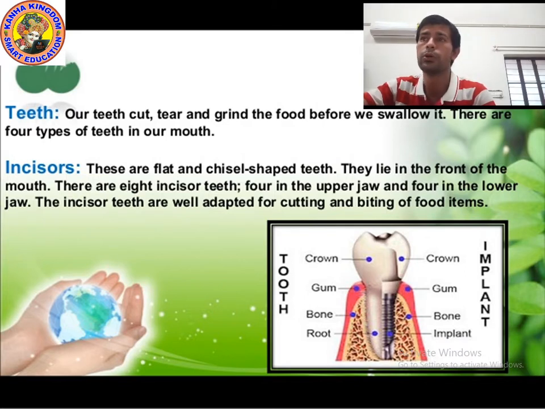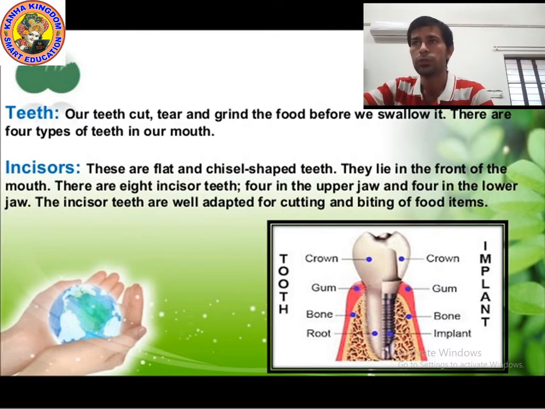Okay, so incisor, you can see in the picture. Okay, so what is the shape of incisor? The shape of incisor is flat. Okay, and where are they present? They present at front. They lie in the front of the mouth. And how many incisor? There are 8. Okay, there are 8 incisor teeth, and 4 are in upper jaw and 4 are in lower jaw.